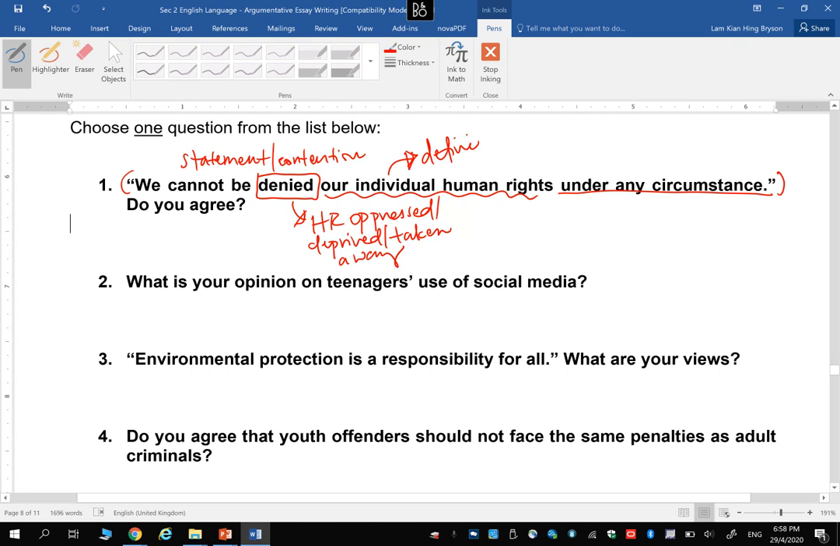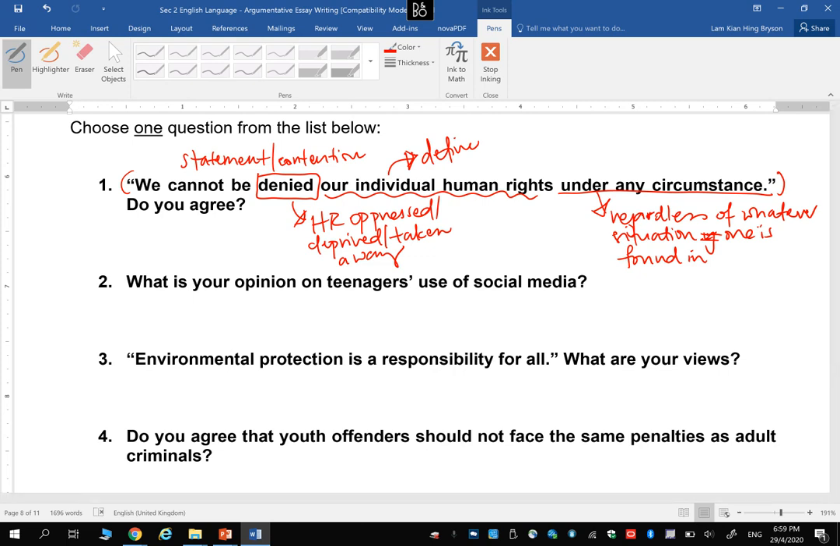Now, the last phrase over here is a tricky one: under any circumstance. What could this mean? It means regardless of whatever situation one is found in. It doesn't matter what kind of situation it is or what kind of human rights, as long as it is a human right, people cannot be denied their own individual human rights.